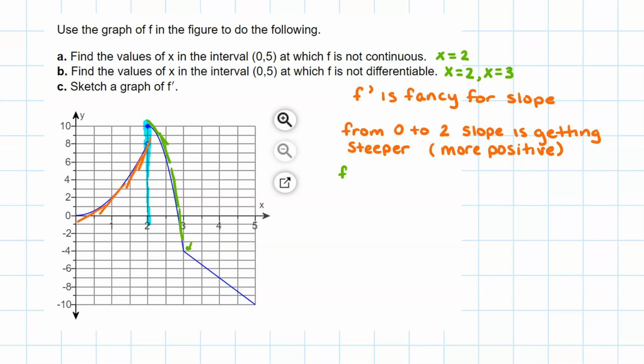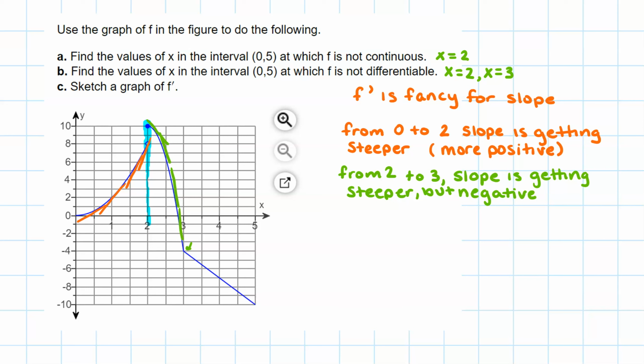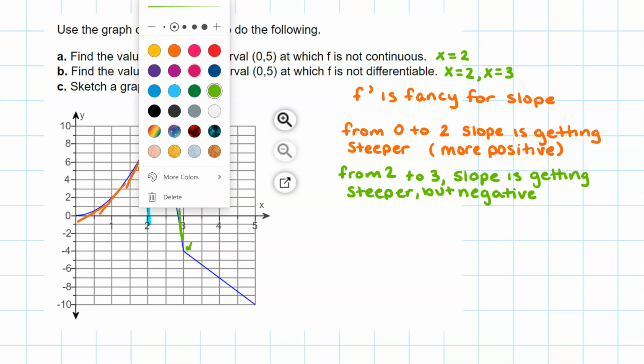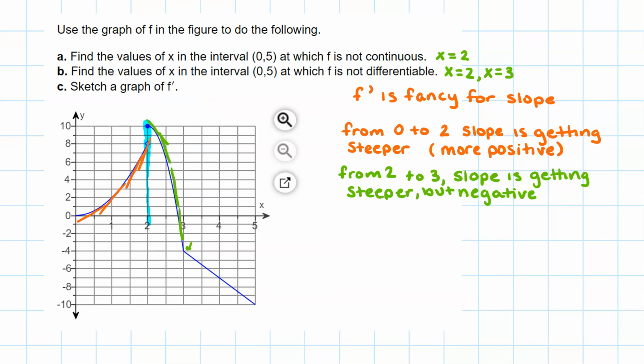So from 2 to 3, the slope is getting steeper, but negative. And now we can't actually do it at 3. So now let's look at the third portion here. We'll do it in pink. So the slope here, this is just a straight line. All of these slopes are the same.